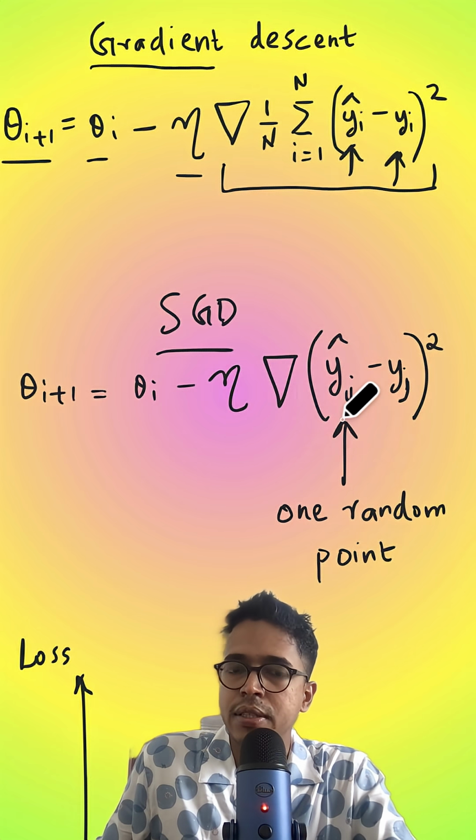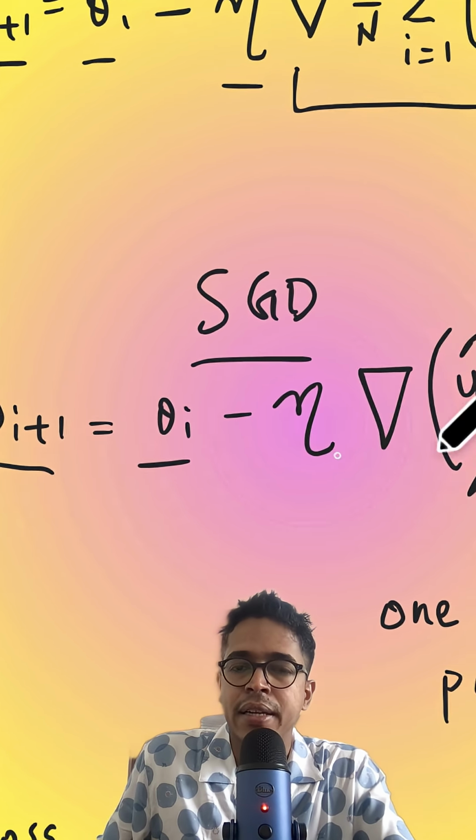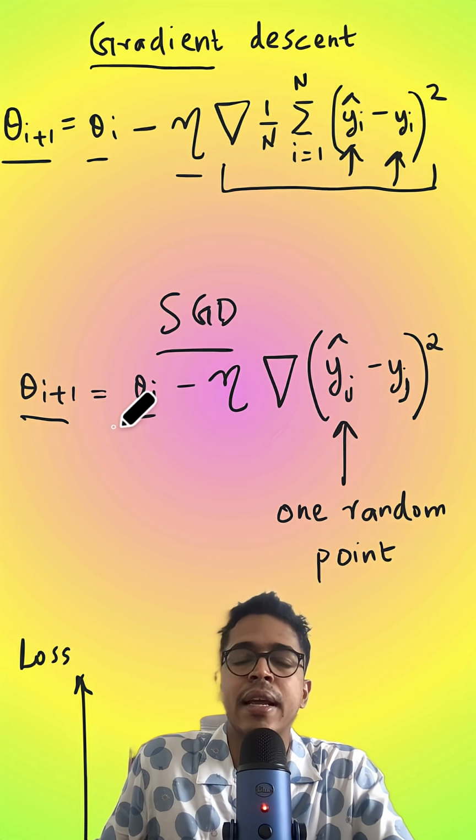The advantage of this is that you are calculating the model parameter update with just one data point instead of, let's say, 1 million data points. So the parameter updates can happen faster.